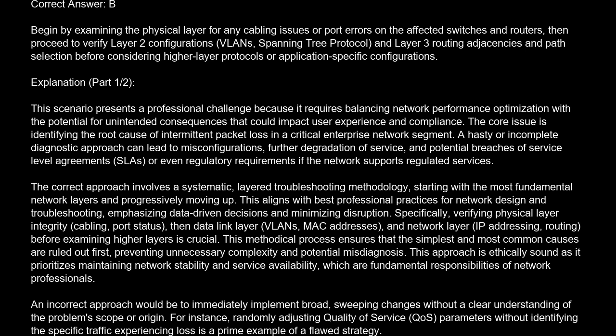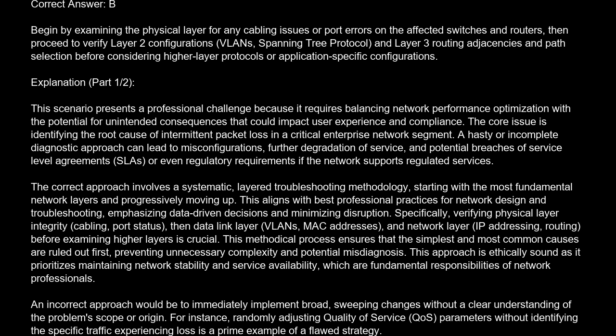Explanation: this scenario presents a professional challenge because it requires balancing network performance optimization with the potential for unintended consequences that could impact user experience and compliance. The core issue is identifying the root cause of intermittent packet loss in a critical enterprise network segment.